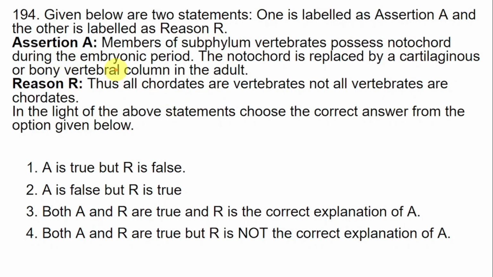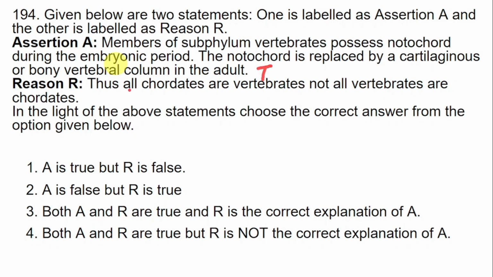The assertion statement says members of subphylum vertebrata possess notochord during embryonic period. Correct. The notochord is replaced by a cartilaginous or bony vertebral column in the adult. This is correct. So the notochord is replaced either by cartilage or bony vertebral column. Yes, everything is correct here. This is true.